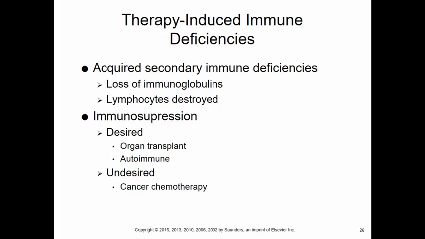Acquired secondary immune deficiencies are going to be those loss of immunoglobulins or lymphocytes. Sometimes we want someone to be immunosuppressed, and that is actually the desired outcome of those treatments. We are giving people those treatments so they lose the lymphocytes or the use of their immunoglobulins. This would be like an organ transplantation, or if we're treating an autoimmune disorder.